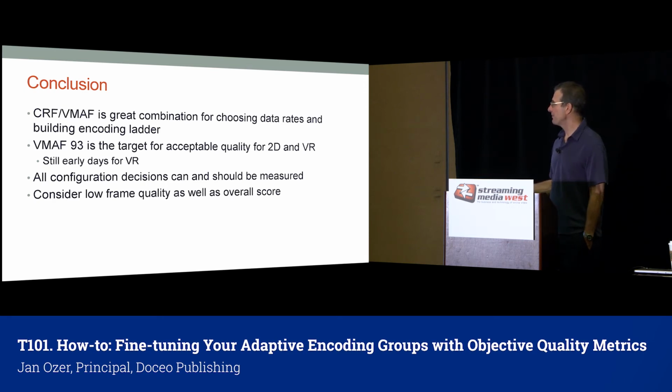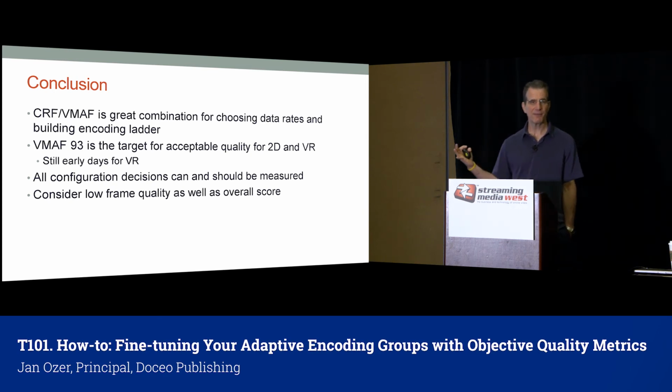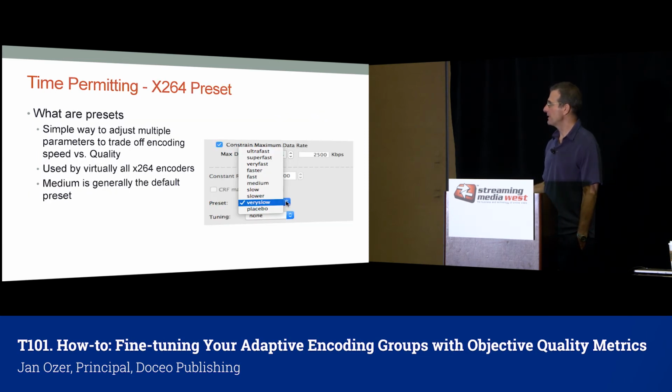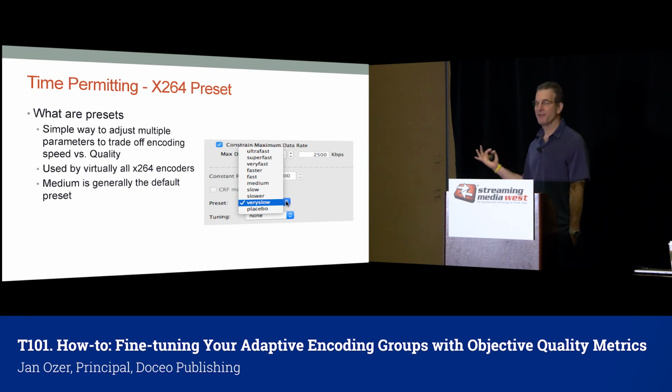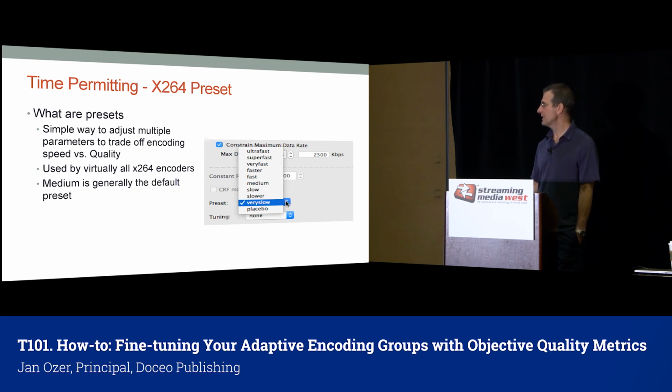Okay, a few other encoding configurations that I've looked at from an objective quality metric perspective. What are presets? This is choosing the x264 preset. Presets give you the ability to trade off quality versus encoding time. Virtually all x264 encoding tools give you the choice of preset here. Medium is the default. Is that a good choice?